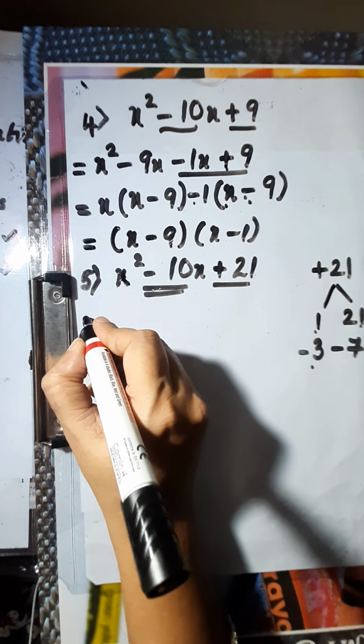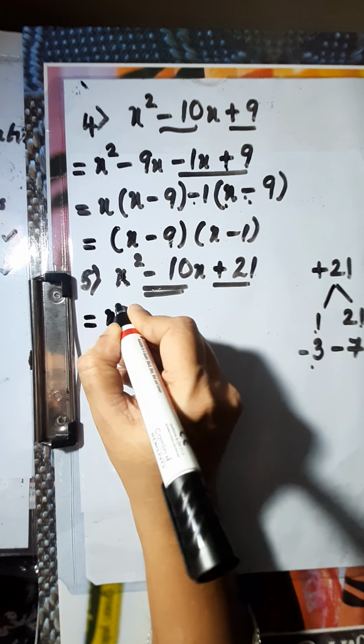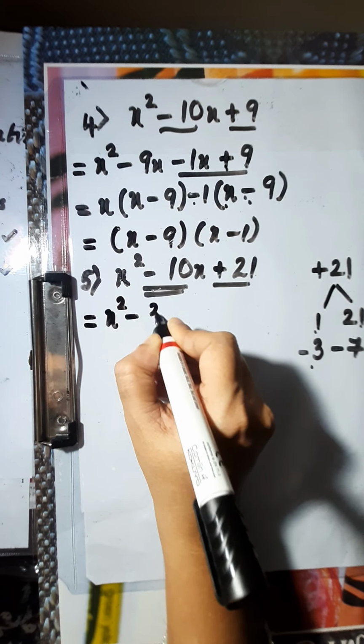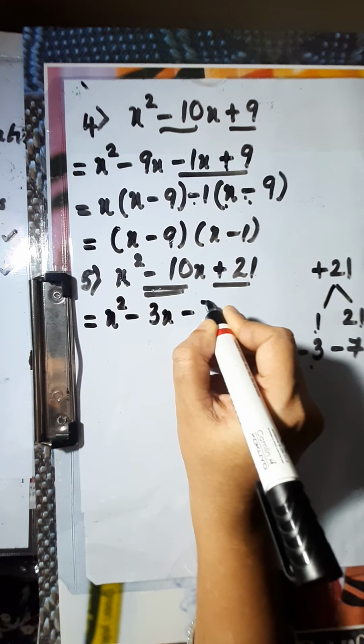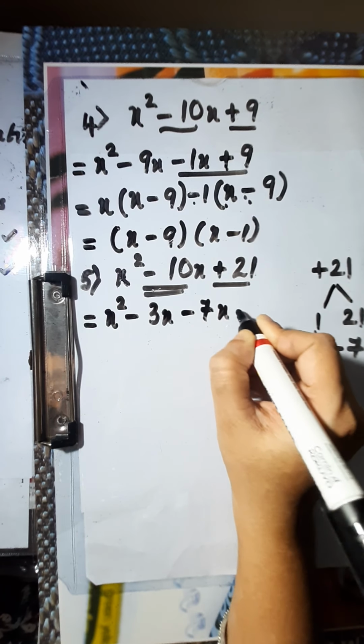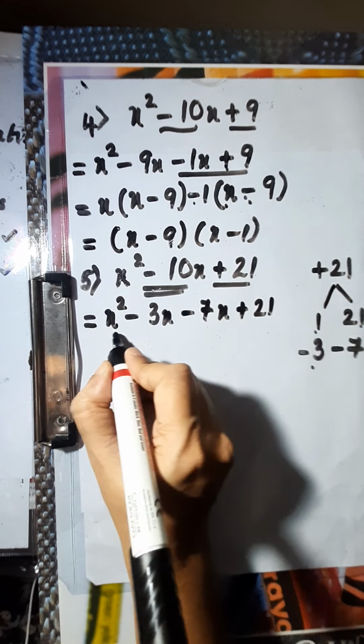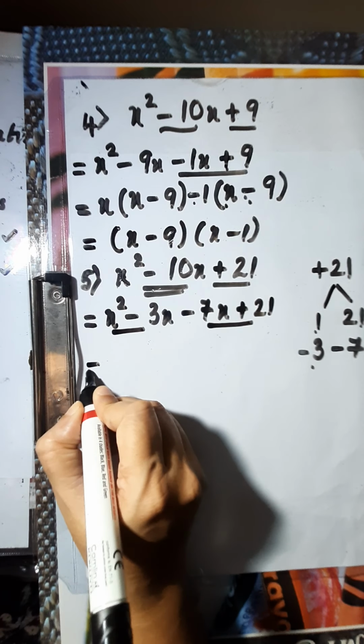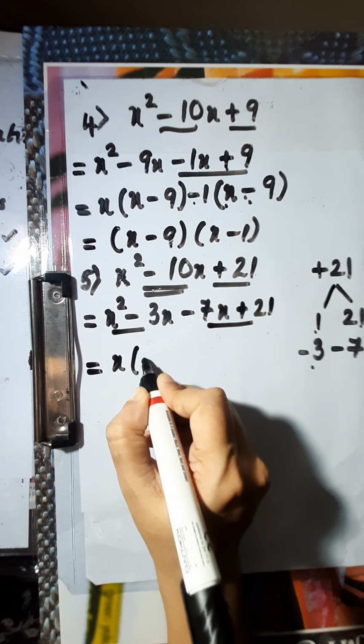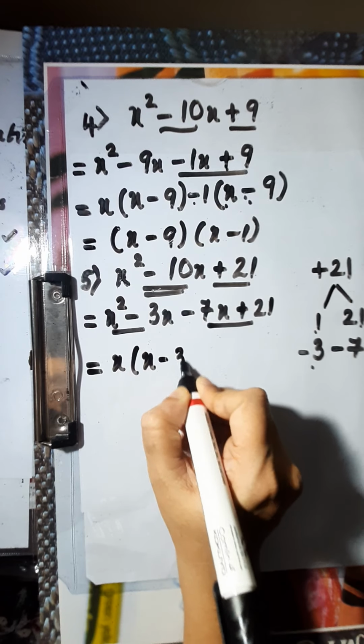So now what will it be? X square minus 3x minus 7x plus 21. Now removing common. Look at this. Here I remove x common. I am left with x minus 3.